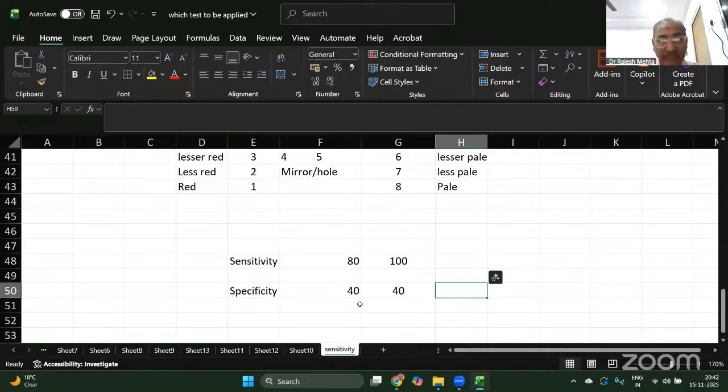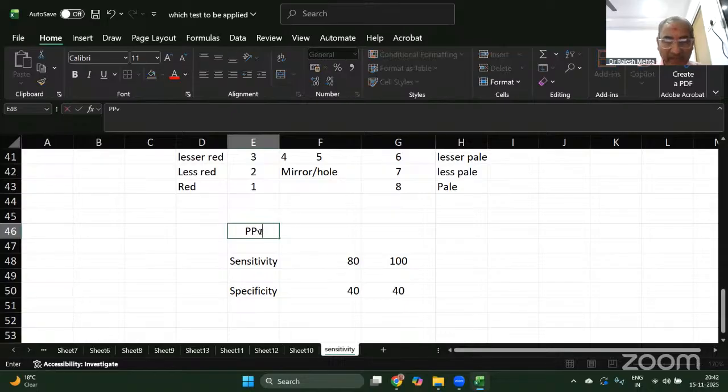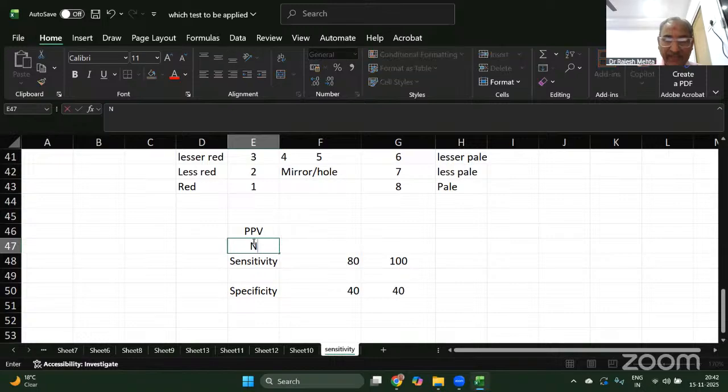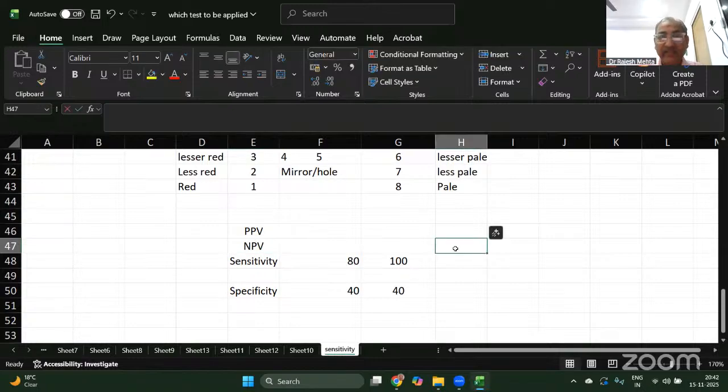Now there is also something like positive predictive value, negative predictive value, false positive, false negative, etc. The words are complicated. Otherwise, positive predictive value means if a test says it is positive, how much is true? That is the positive predictive value. If the test says negative, how far is it true? How many really are negative? That is the negative predictive value.